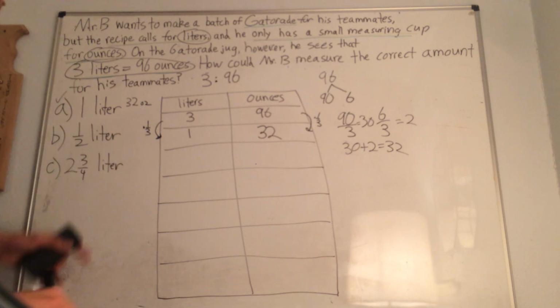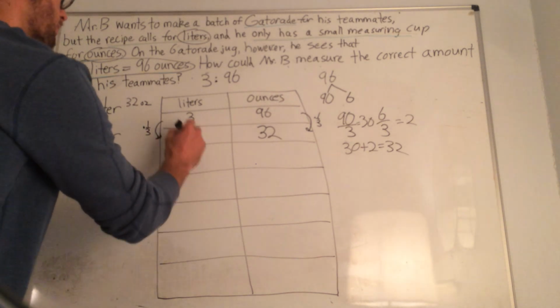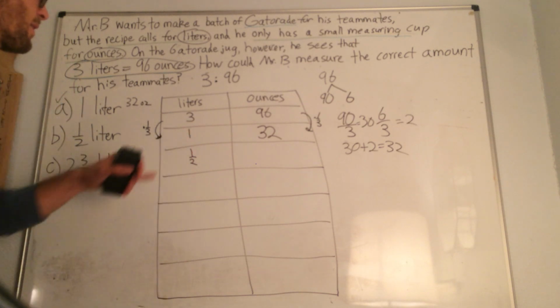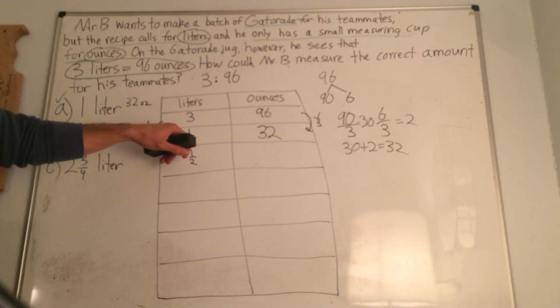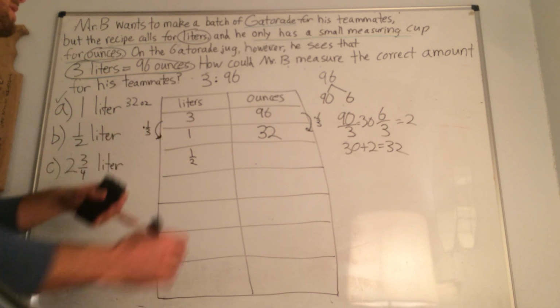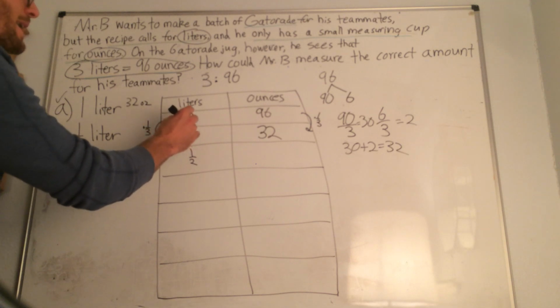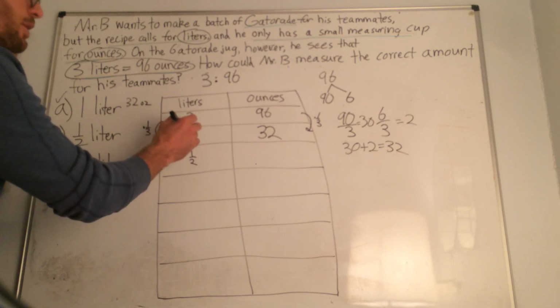Check that one off. Now we have to find a half a liter. So let's go to a half a liter right here. Going from our 1, we found the rate per 1. For every 32 ounces, we have 1 liter. So this is going to be our anchor. This is the number we always come back to when we need to solve problems. Whenever I get stuck, I always come back to the 1 to help me out.